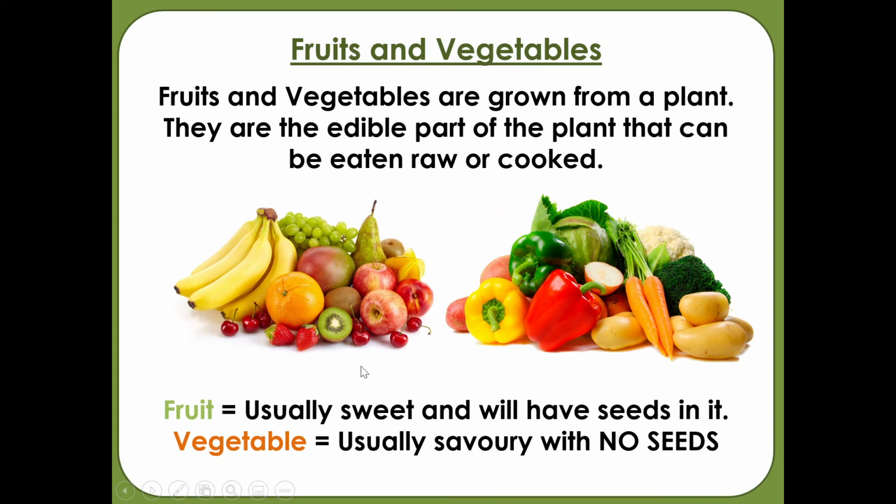Okay, so what defines a fruit and vegetable? A fruit is usually sweet and will have seeds in it. So if you think about things like your apples, etc. And vegetables, they're usually something called savoury. So it's not sweet, it's the opposite. It's very savoury. And they don't tend to have seeds, okay? Some of the exceptions, maybe things like peppers are a bit of an exception to the rule. But in general, they don't have seeds, okay? So just bear that in mind. Fruit is sweet with seeds. Vegetables is savoury with no seeds.